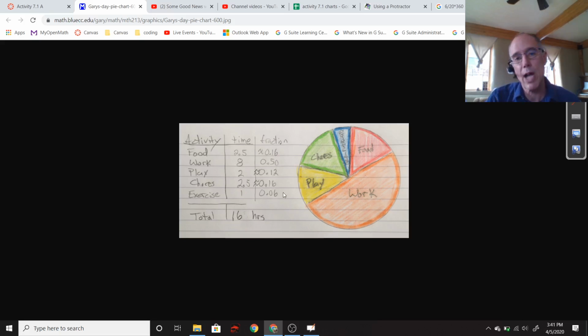You either have to work with a fraction of the way around the circle to make each sector, or you have to use degrees to measure it out, or type it into a spreadsheet. Spreadsheet does a beautiful job, and then customize the thing from there.